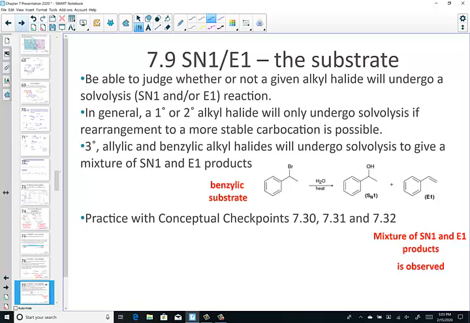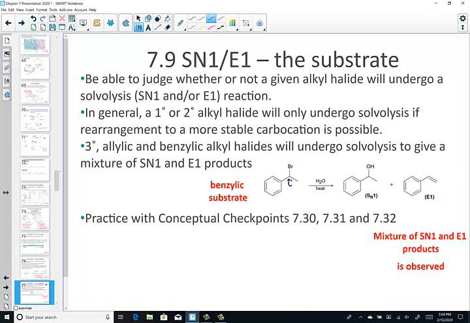So let's consider the substrate, which is our alkyl halide. You want to be able to judge whether or not the halide will undergo solvolysis. In general, primary and secondary alkyl halides will undergo solvolysis only if a rearrangement is possible to create a carbocation intermediate.